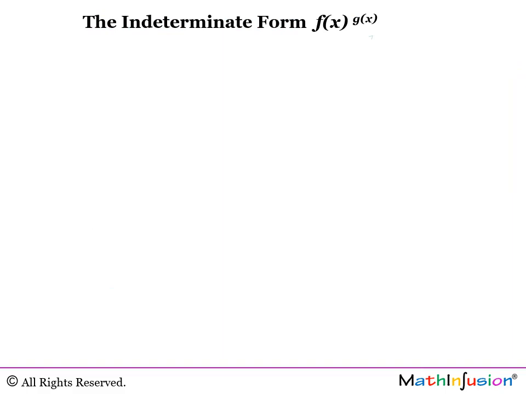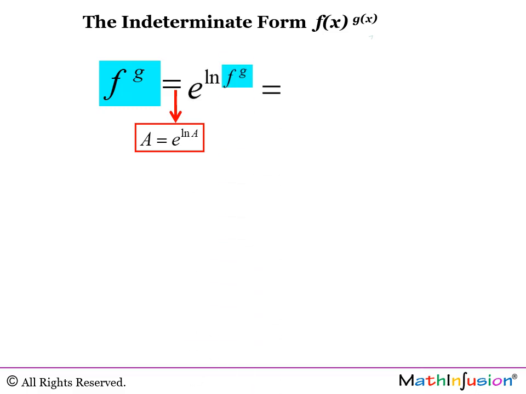The indeterminate form of a function to the power of another function: f to the power of g. I'm going to write it a little differently. I'm going to write it as e to the power of ln of f to the power of g, using the rule that a also equals e to the power of ln of a.